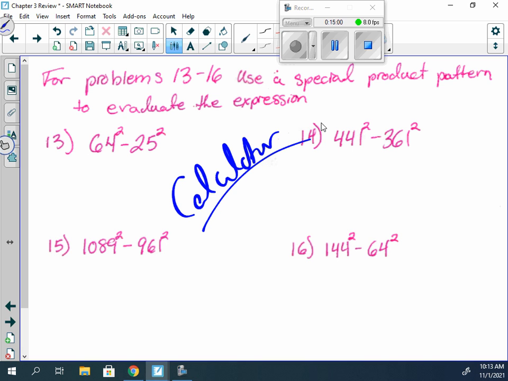So, I mean, we can grab a calculator and say 64 minus 25 squared. I believe it should give you 3,471. That's it. Because any one of these here, we just have two numbers, so we could plug it straight into the calculator and get an answer. Questions on this here?